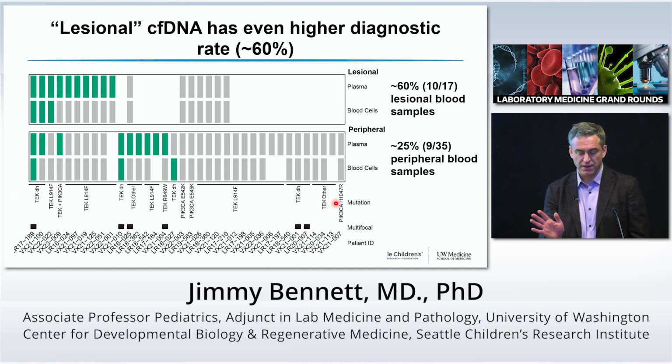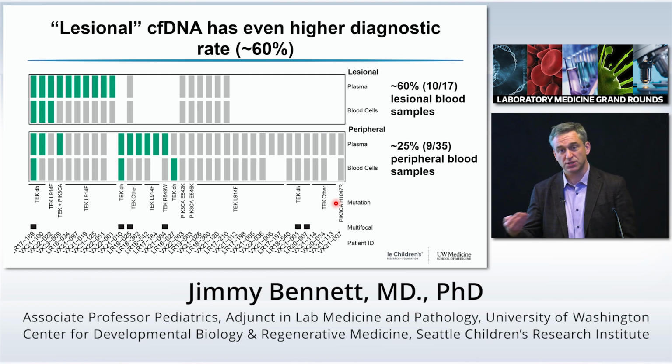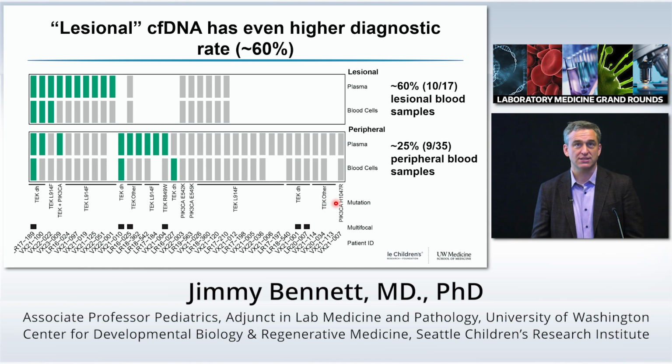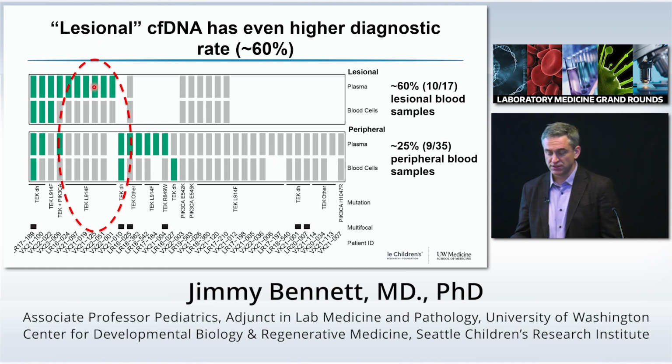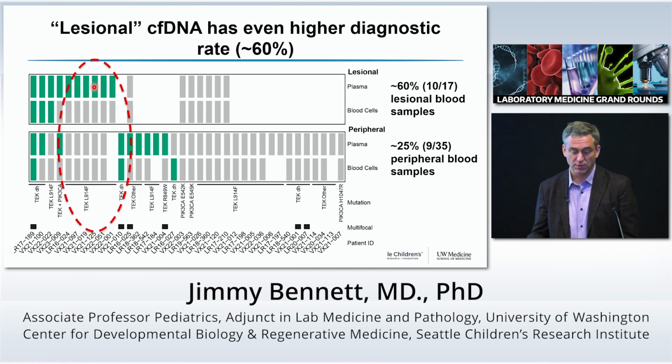I'm not going to go into detail about the mutations. Let's just say they're either mutations in the receptor tyrosine kinase TEK, which causes venous malformations, or they're mutations in PIK3CA. But the bottom line is that our sensitivity for detecting these mutations in cell-free DNA was higher in lesional samples. I'm highlighting these 5 samples here where we had a good peripheral blood sample from the patient in which we were not able to detect the mutation. And then you can see up here that in these samples we were able to detect it in the lesional sample.